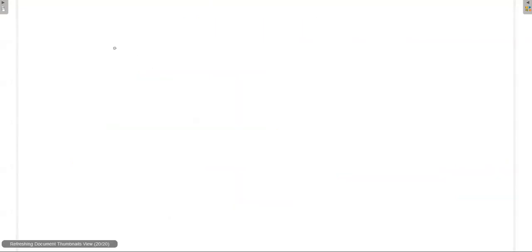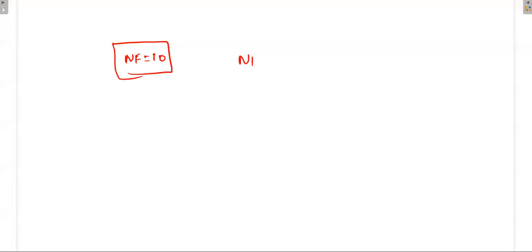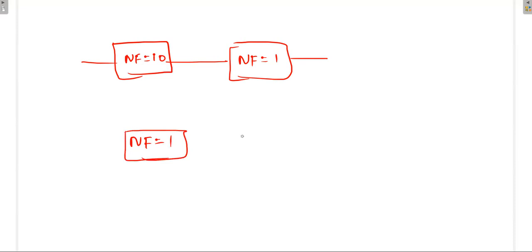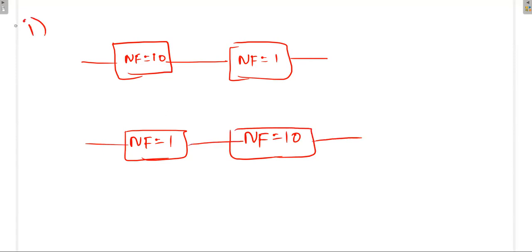Say, for example, I have two systems, one with noise figure of 10 and another with noise figure of 1, then what is the overall noise figure? Or otherwise, if I'm interchanging the system like this, then what is the overall noise figure in two different cases? Say this is case 1 and then case 2. Again, we cannot arbitrarily interchange the system. Whenever, even if you interchange, if there is no change in the overall operation, we can interchange the system.